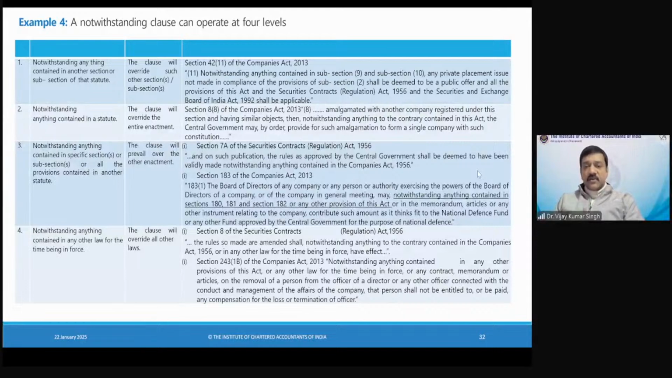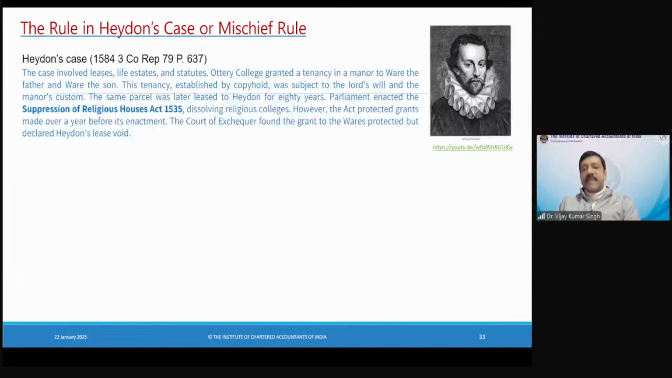Now, let us talk about the mischief rule. And this rule is also referred to as the rule in Heydon's case. So this is a case which is quite interesting, and it is from the British period, a case from the UK. This case basically involved lease, life estate, and statutes. So in the UK, at that point in time, you may be knowing that there were two parallel powers which were working. One was the church, and the other one was the king, right?